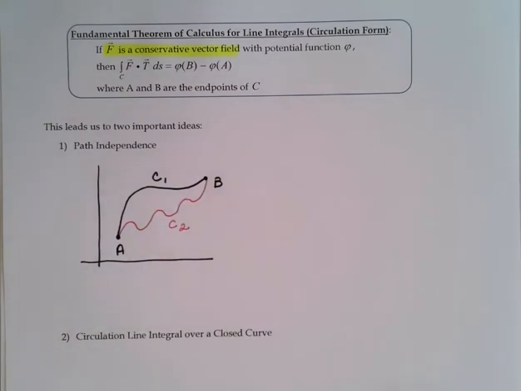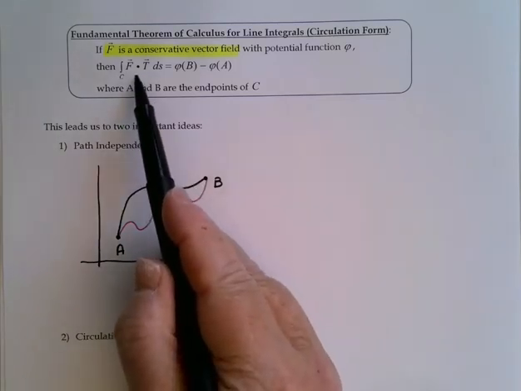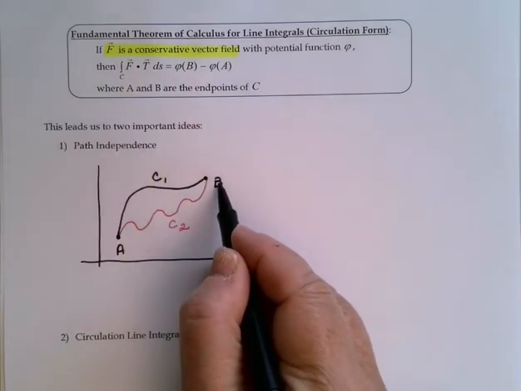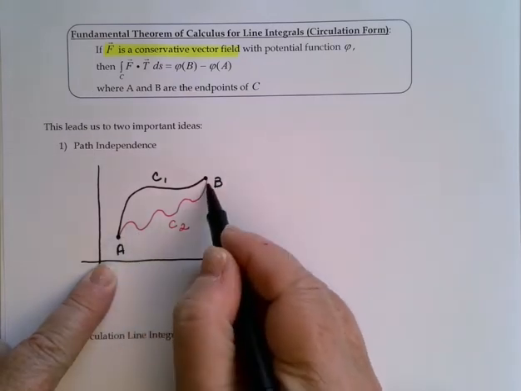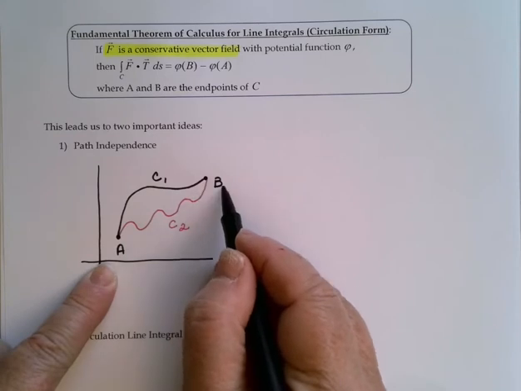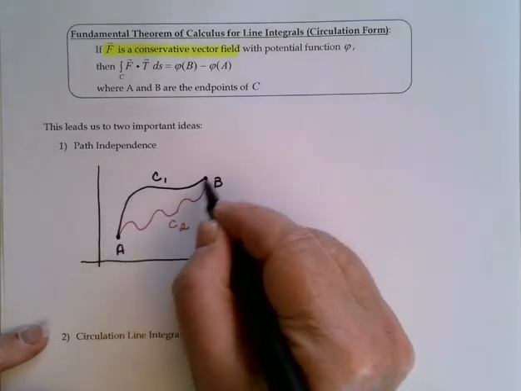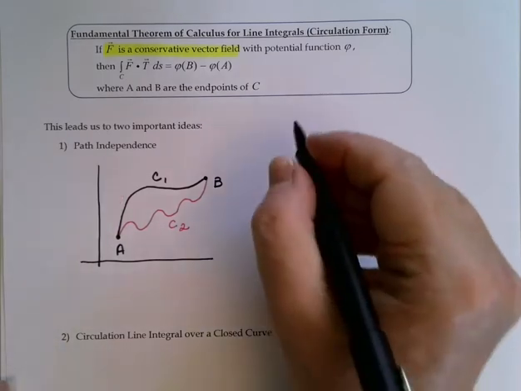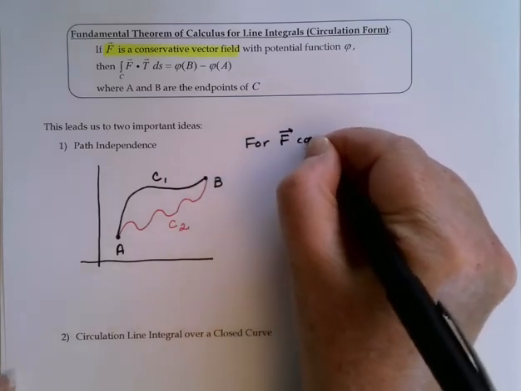Assuming again that F is conservative, the circulation integral, F dot T ds over this curve, can be evaluated by taking phi of B minus phi of A. But the circulation integral over this curve can also be evaluated by taking phi of B minus phi of A. Therefore, the circulation has to be the same no matter which path I take. That's path independence.